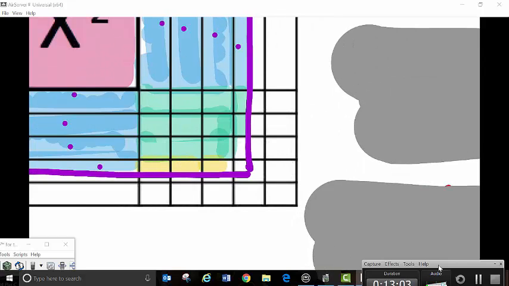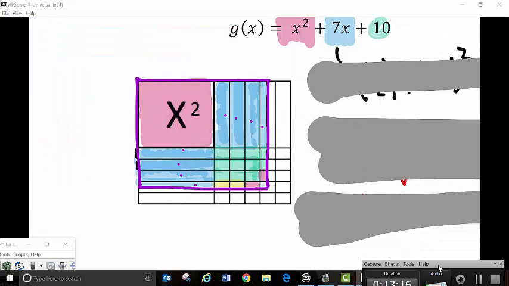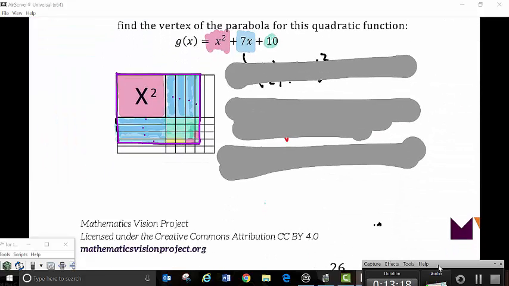1, 2, 3. Oops, that's 1, 2. Those 2 halves, that's 1, 2, and a quarter. We're short 2 1/4 little tiles. So let's see what that means.